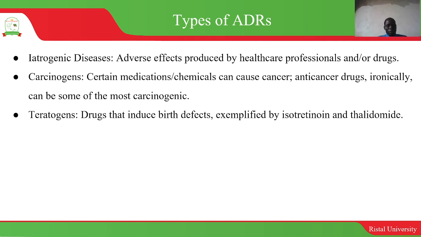We have iatrogenic diseases. Iatrogenic diseases are adverse effects produced by healthcare professionals or drugs. So something iatrogenic is induced by a healthcare professional or induced because of giving another drug to a person. Okay, all this can happen. Carcinogen means cancer-causing. Certain medication or chemicals can cause cancers. Anti-cancer drugs, ironically, can be some of the most carcinogenic drugs.